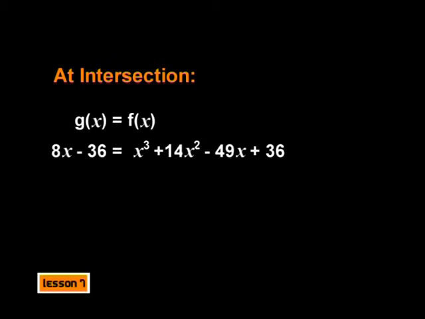At the point of intersection, I know that the y values of the two graphs will be equal, so it follows that g(x) should equal f(x). Oh no, we have another one of those cubic equations. I guess we need to use remainder and factor theorem again.